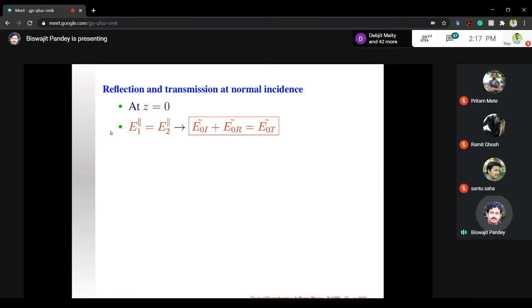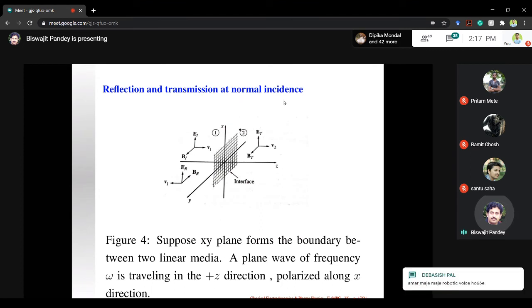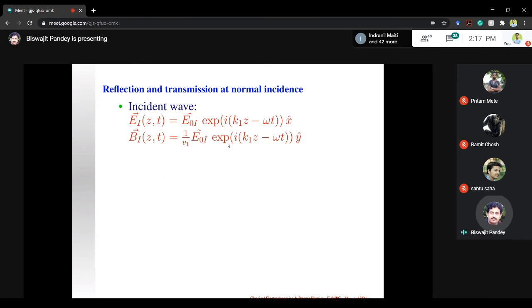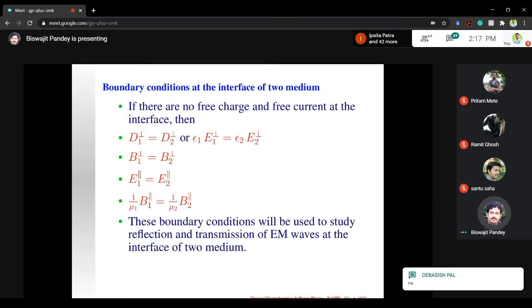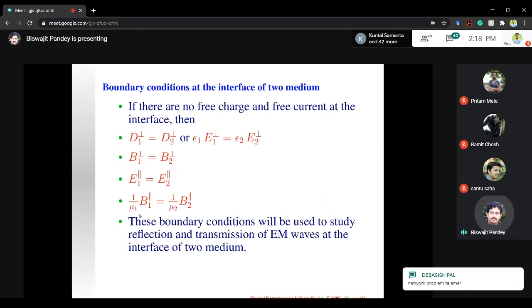But remember, all these are parallel components. Because this is a special case, normal incidence, there are no perpendicular components. The electric field is entirely parallel, tangential to the surface. So two of the boundary conditions become redundant. E perpendicular: there is no E perpendicular, so 0 equal to 0. And there is no perpendicular component of B as well, so 0 equal to 0. So we just throw away these two boundary conditions, because you don't need them in this situation. We need only these two boundary conditions in this case.